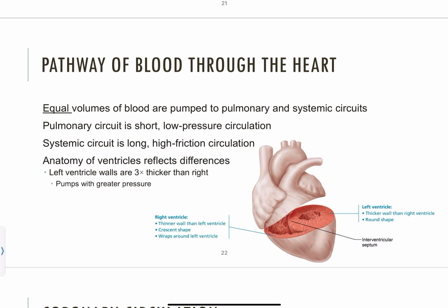So we can see in the image here, here's the myocardium, this thickness right here of our left ventricle, and then we can see the thickness of our right ventricle. Again, from our heart to our lungs, it's not very far of a distance, so we don't need to contract with as great of a force from our right ventricle, but our left ventricle, we have to contract with a much greater force in order to send the blood throughout our entire body.